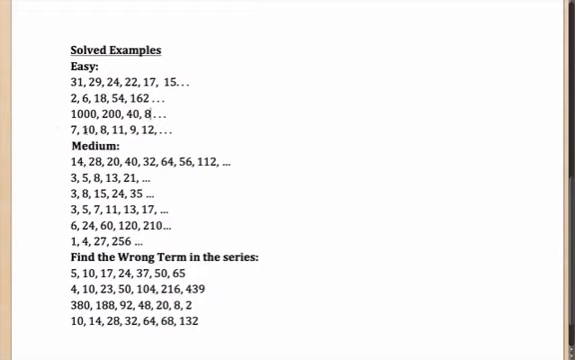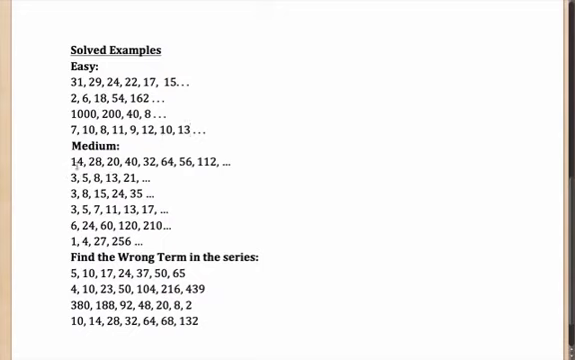How about this one? 7, 10, 8, 11, 9, 12. Well, a rise of 3, then a fall of 2. A rise of 3, then a fall of 2. A rise of 3. So the next one will be a fall of 2, which gives me 10. Another way of looking at this particular problem would have been that alternatively the numbers are increasing: 7, 8, 9. So the next one will be 10. Here also alternatively they are increasing: 10, 11, 12. And the next one, if you were asked to calculate that, would have been 13.